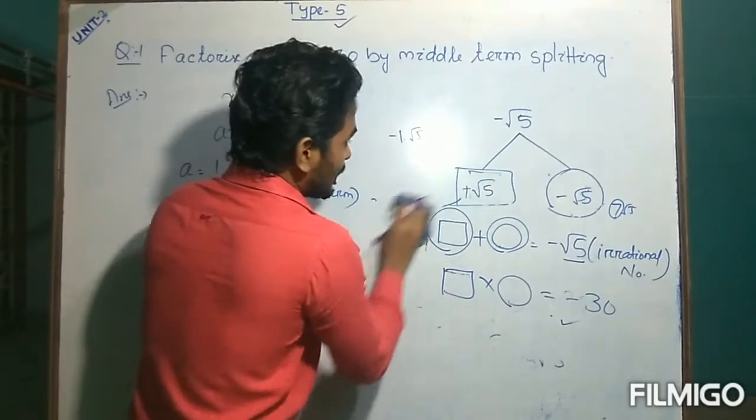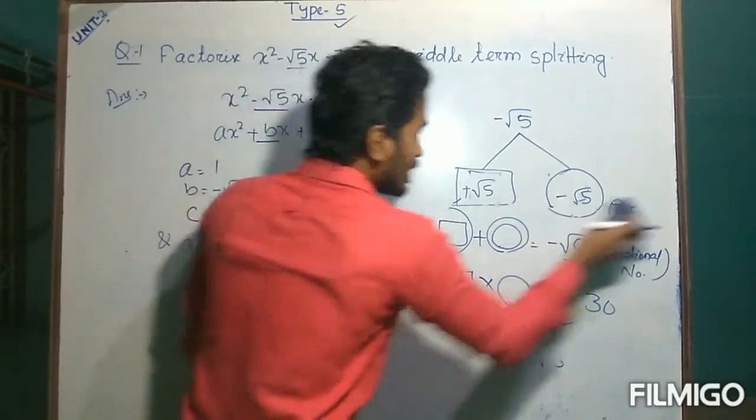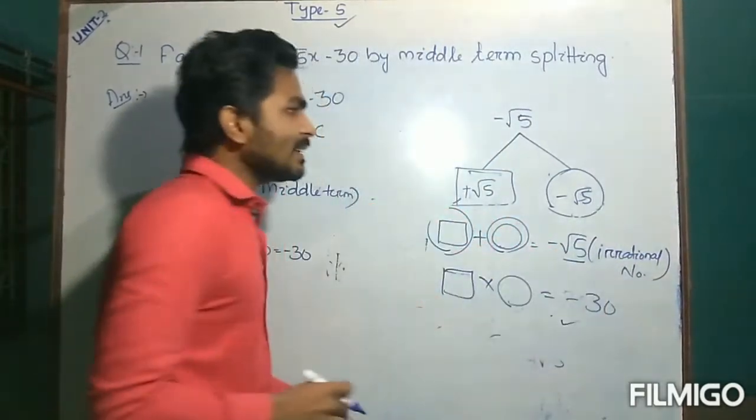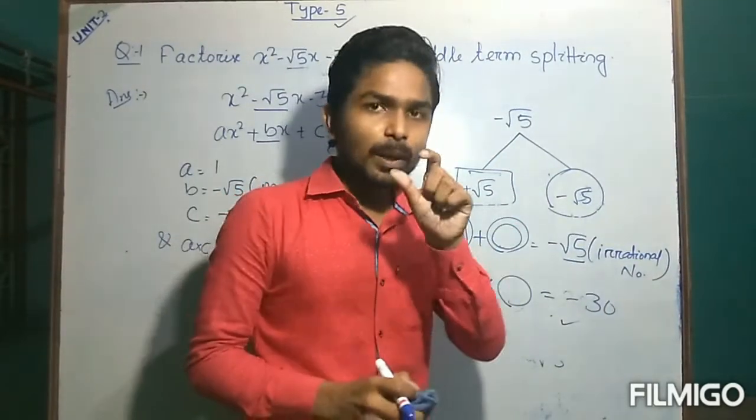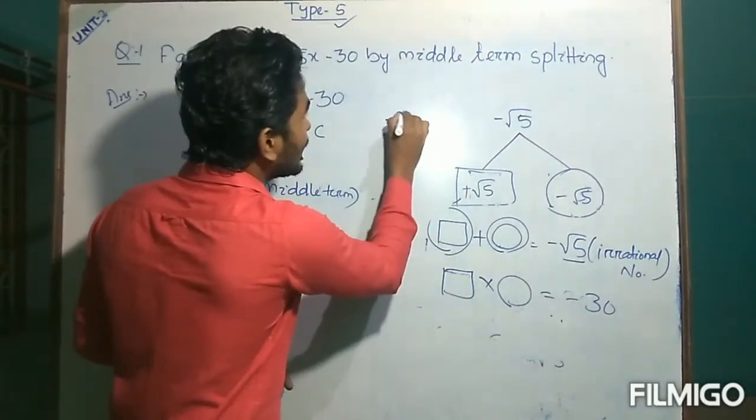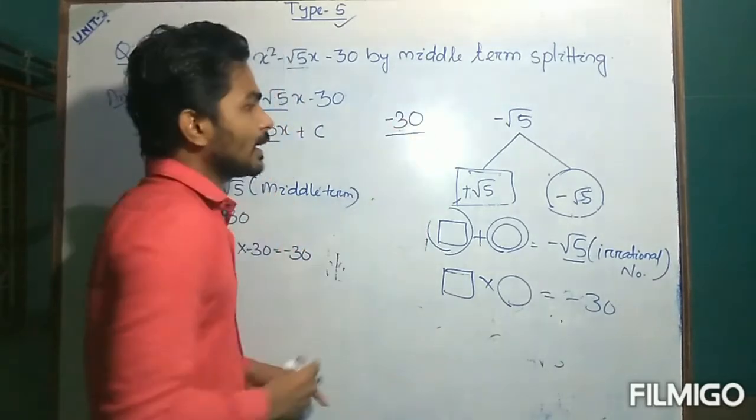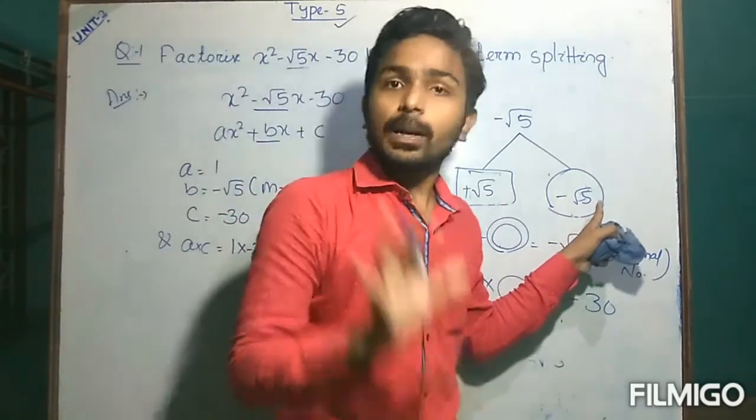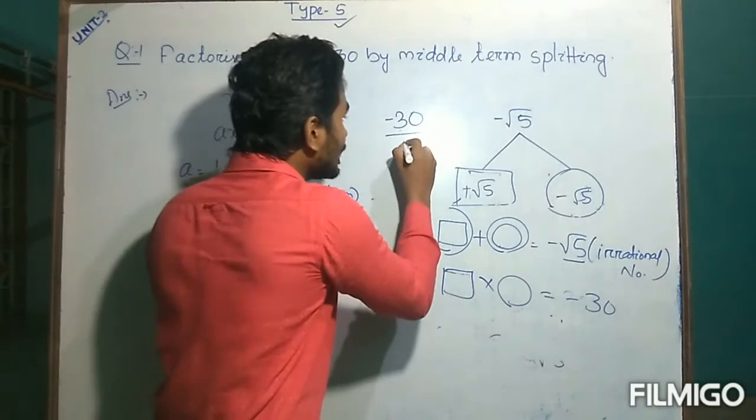How? See, there is a trick. In order to find this rational part, you first have to divide minus 30 by root 5 into root 5, which is 5. So divide minus 30 by 5.